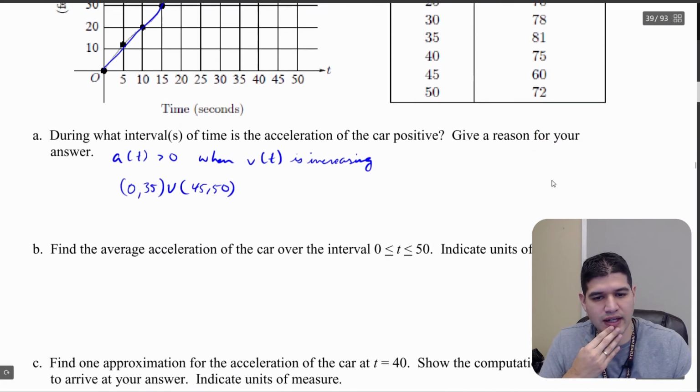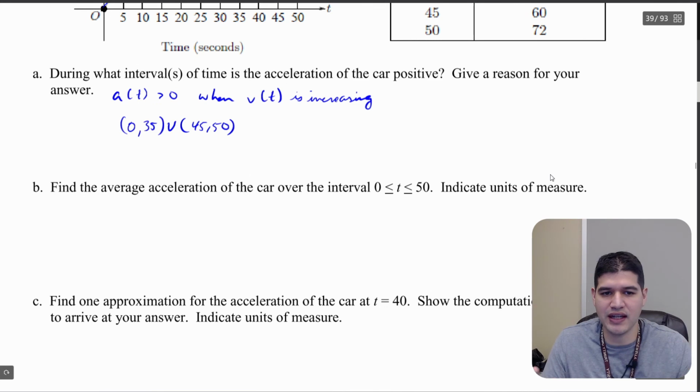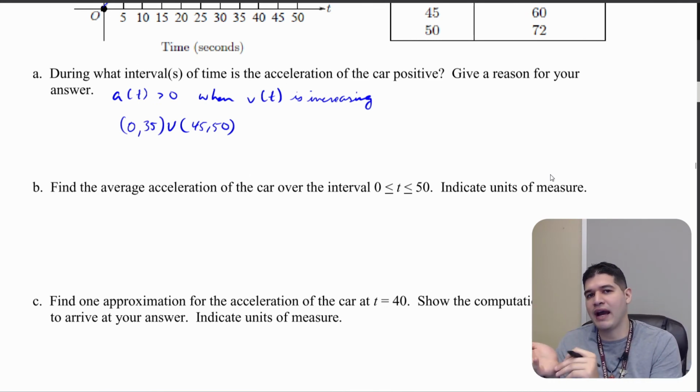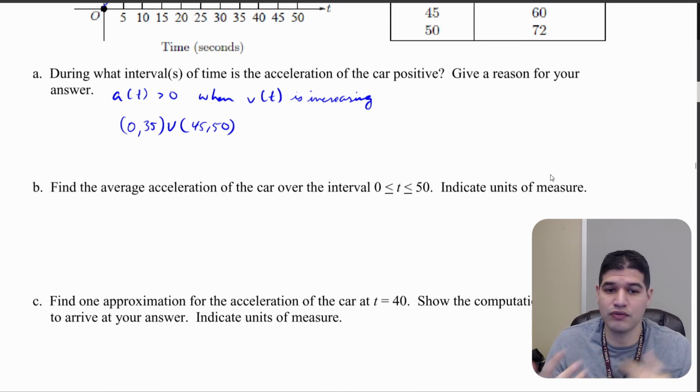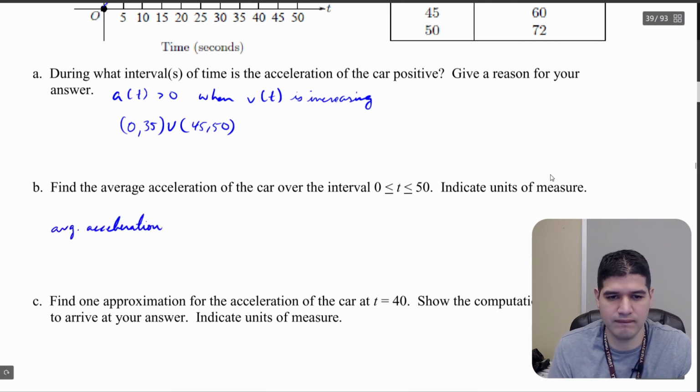So now in our next question, part B, we want to find the average acceleration of the car from 0 to 50. Think about when we were doing average acceleration earlier: we just want to find the rate of change of the velocity over this time frame. So average acceleration is going to be equal to v of 0 minus v of 50 over 0 minus 50. So let's see what this comes out to be.